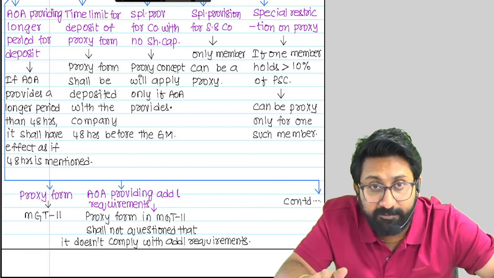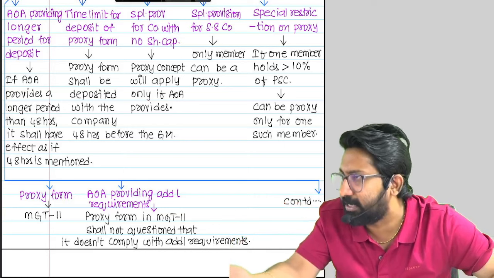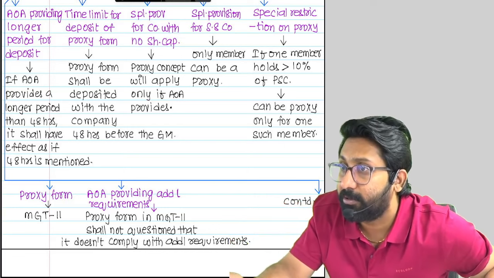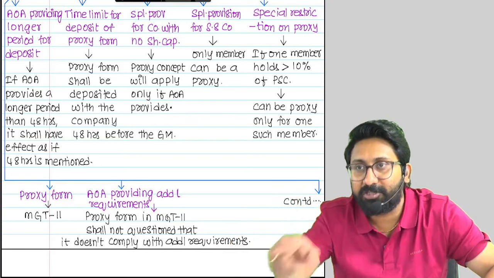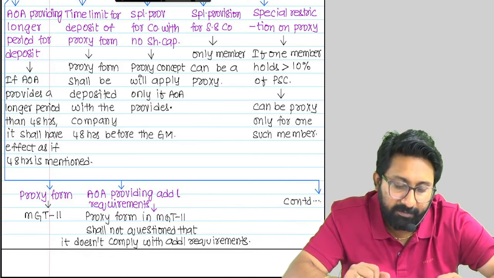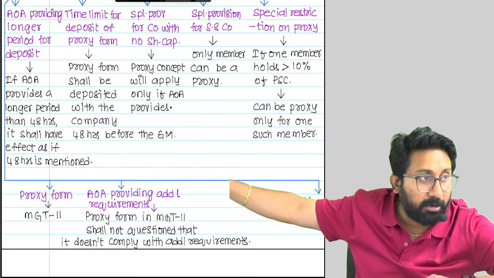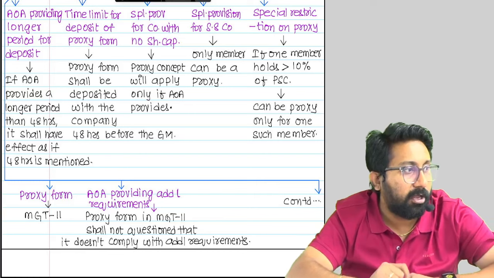Can I send 50 hours before? Yes. 60 hours before? Yes. 5 days before? Yes, you can send. But who should not force you? Articles should not force you to send more than 48 hours. Clear or not, everyone? Read time limit for deposit of proxy form, articles providing longer period. Read both.